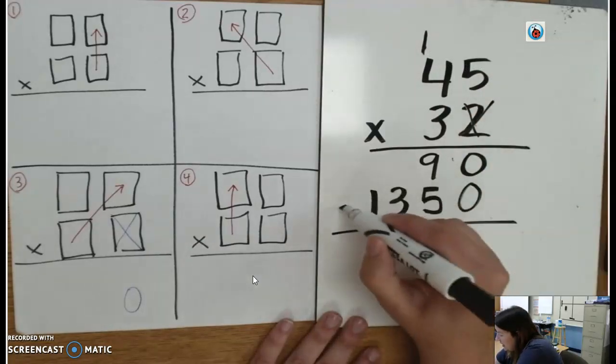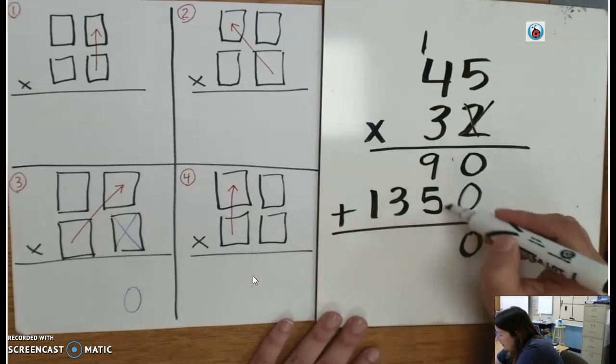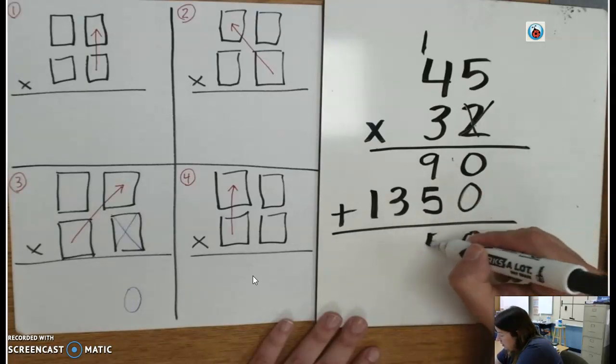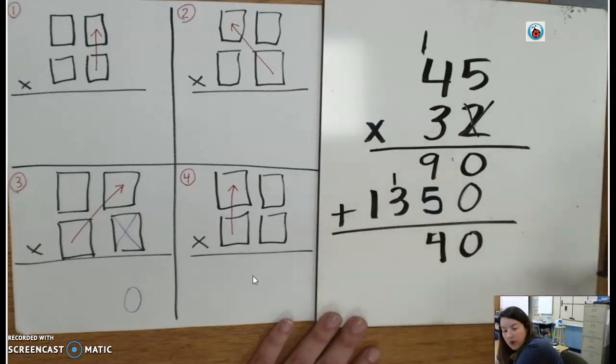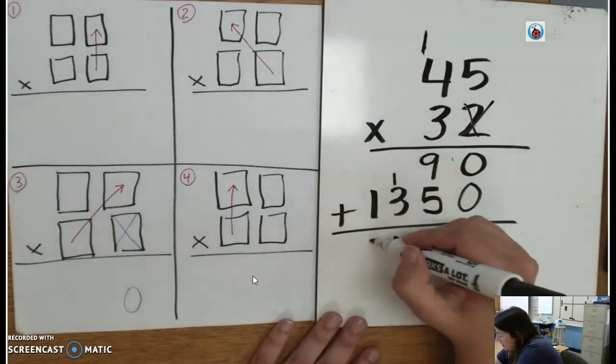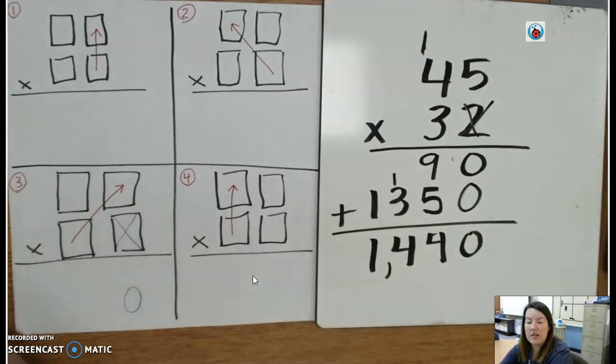Our last step is to add. So ones place is 0, tens place is 9 plus 5 is 14. 4, carry the 1. 3 plus 1 is 4. 1 plus nothing is 1. So we got 1,440.